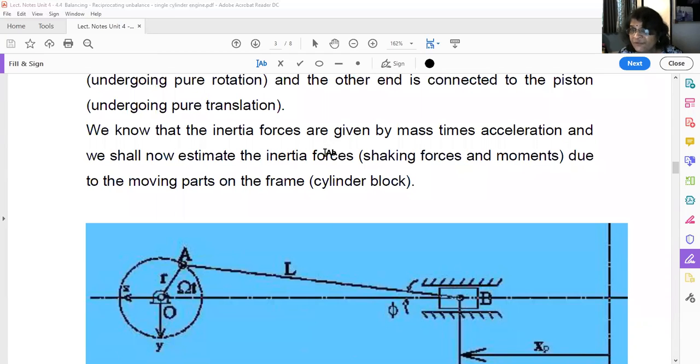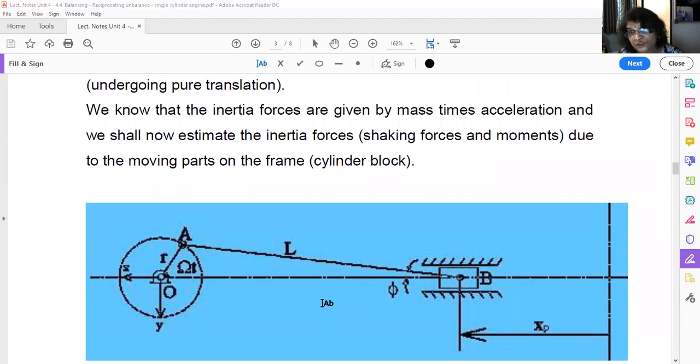How do we find those inertia forces? We know Newton's second law of motion, which gives us the accelerating force F equal to ma. That creates the unbalanced force, which is nothing but the inertia force. The inertia force is also known as a shaking force or shaking moment, due to the moving parts, on the frame, that is the cylinder block.